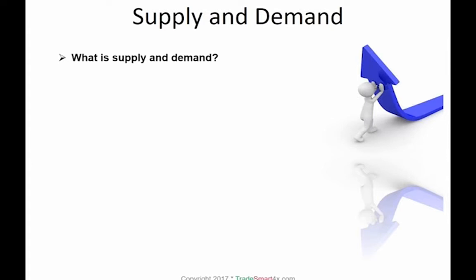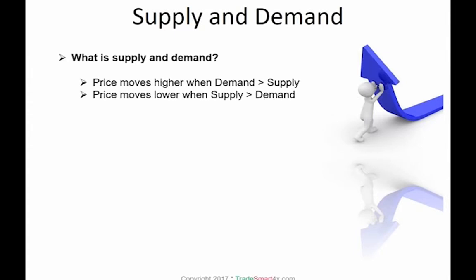So what is that? Supply and demand. And how does that affect markets? Well, everyone knows prices move higher when there's more demand than supply, and prices move lower when there's more supply than demand. No one can deny that. And the other mode of action in the market is prices will move sideways when there's an equilibrium between supply and demand.